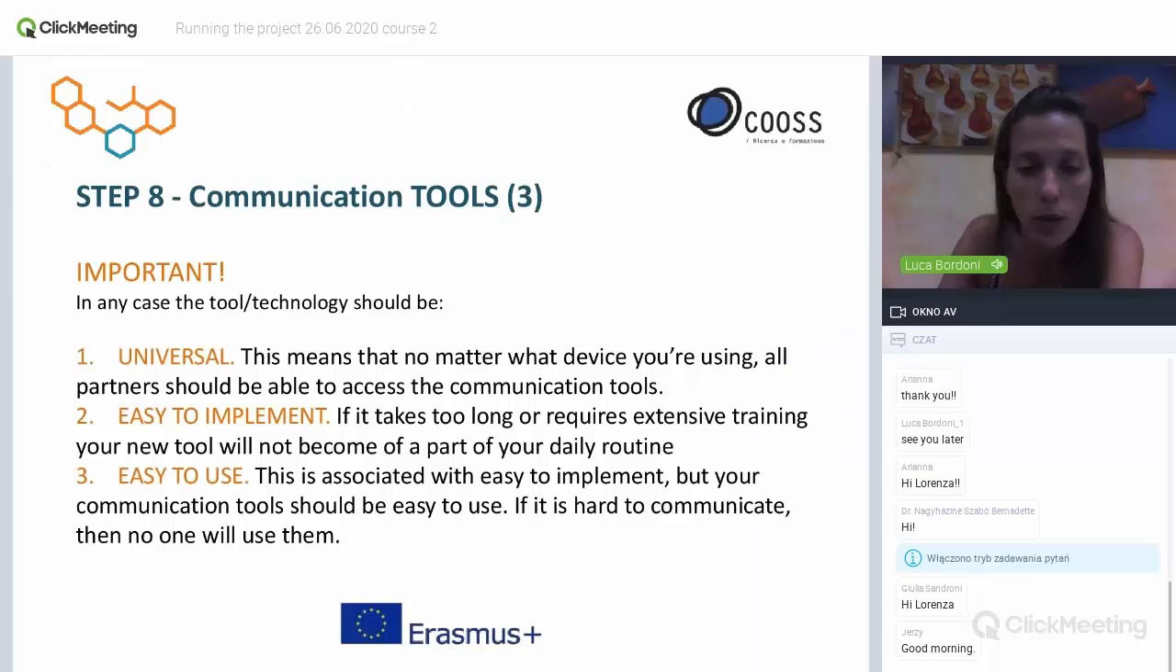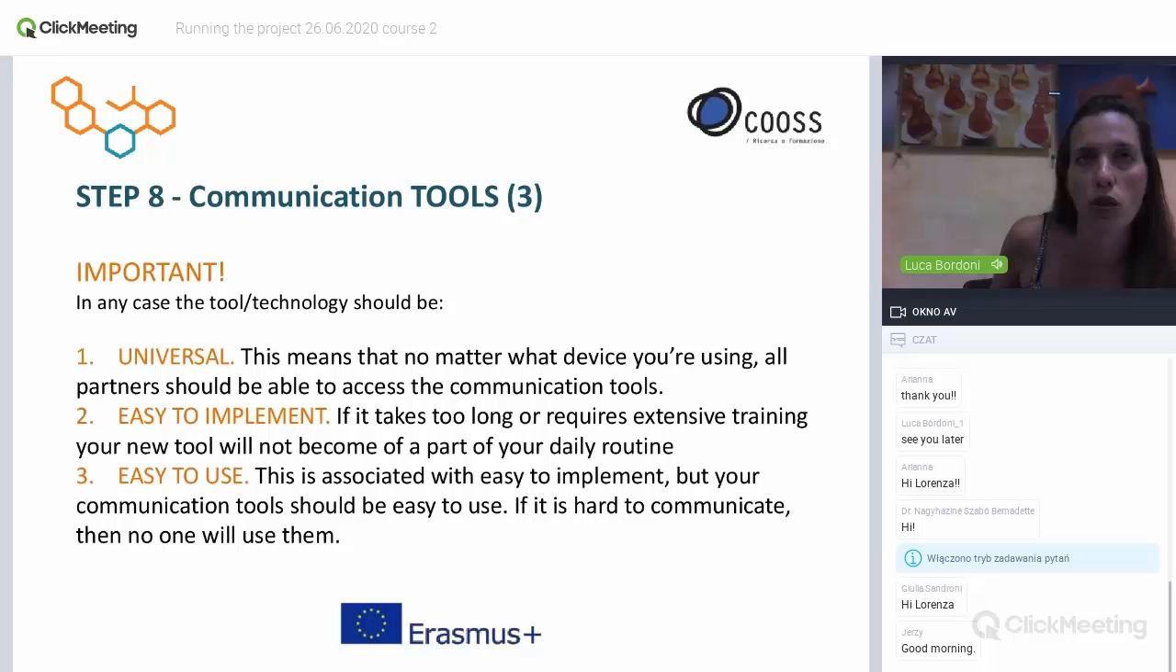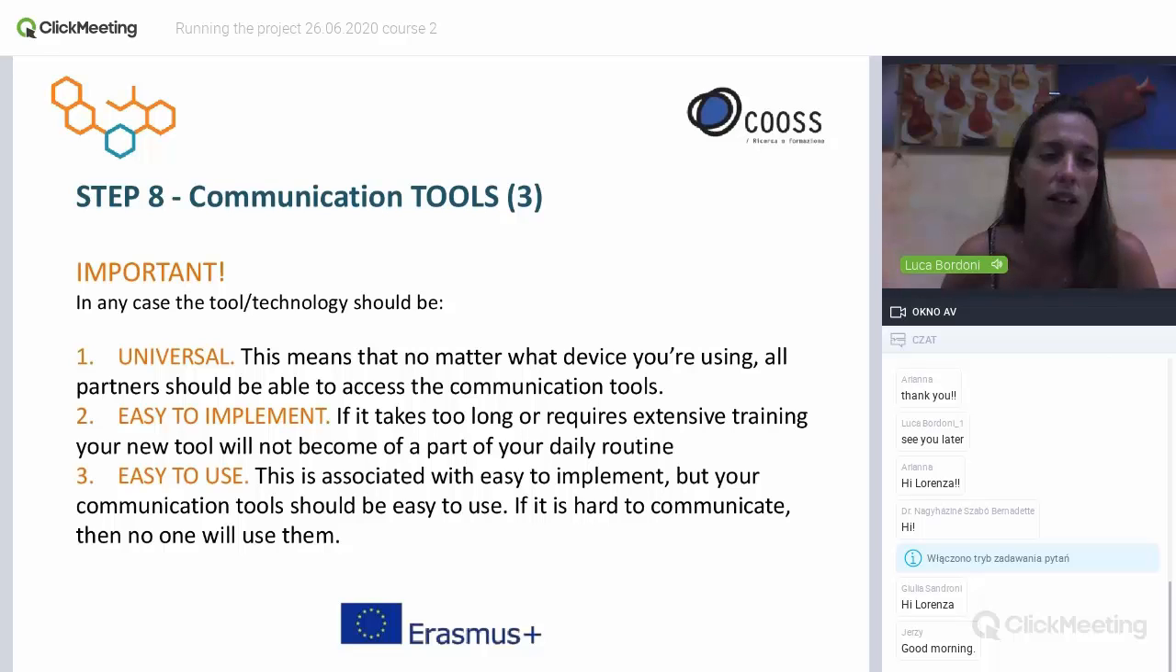The list is really long, but what is important, if you are a project manager, is to choose a tool that has to be universal, easy to implement and easy to use, because you have to facilitate the communication within your consortium, in order that all partners will use this tool.